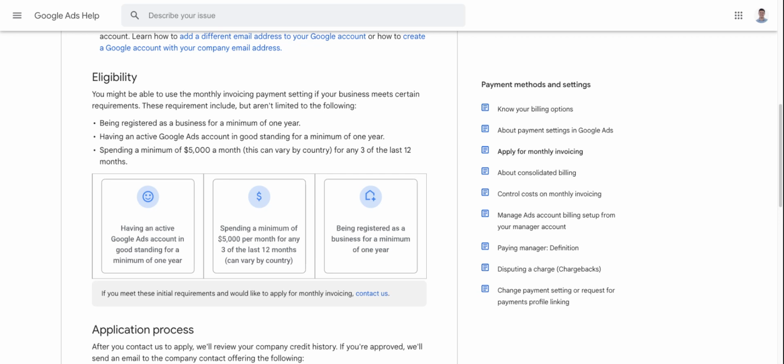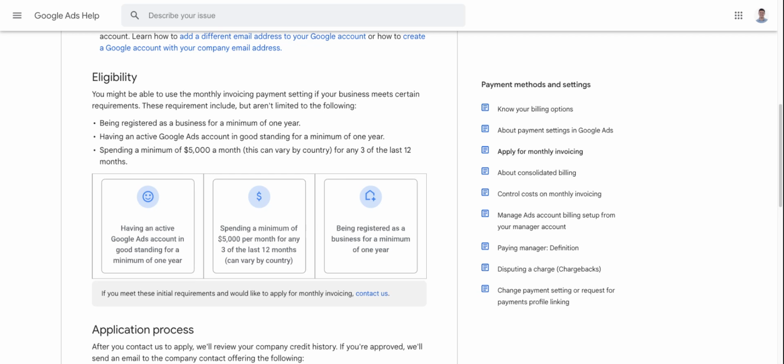Obviously, if you are meeting the eligibility criteria and you want to use invoicing, you should look to do so and apply if it's going to make your life easier. A lot of advertisers actually prefer staying on the credit card or debit card payment system if they've got something like a credit card that gives them cash back or airline rewards points or something like that.